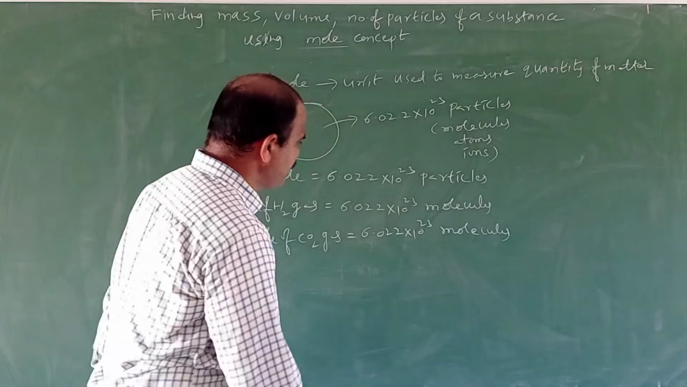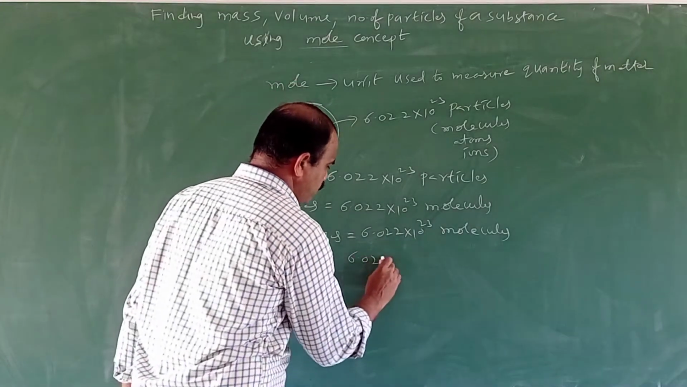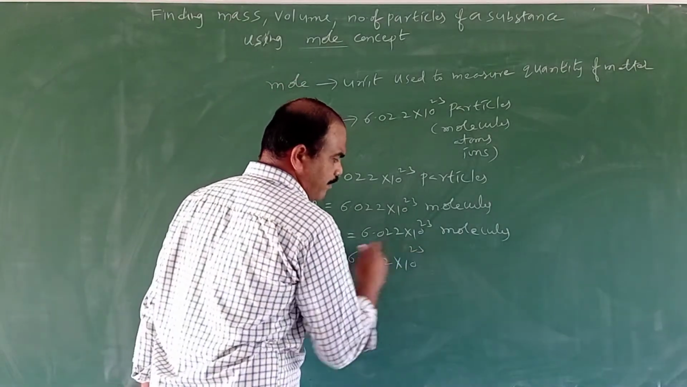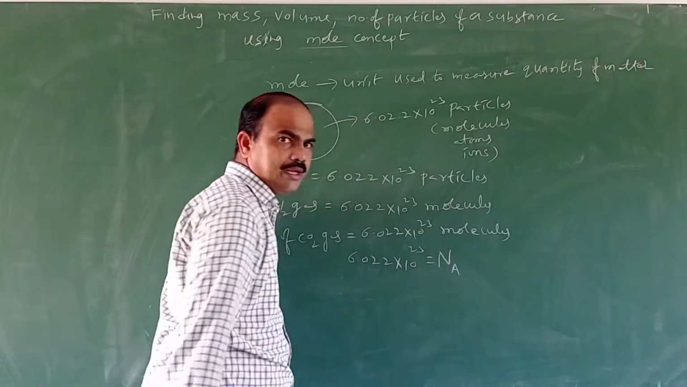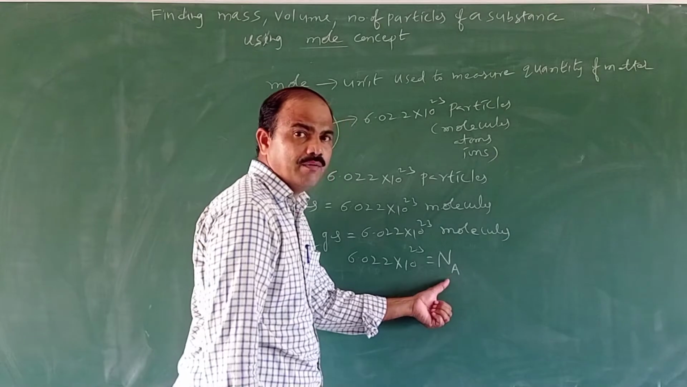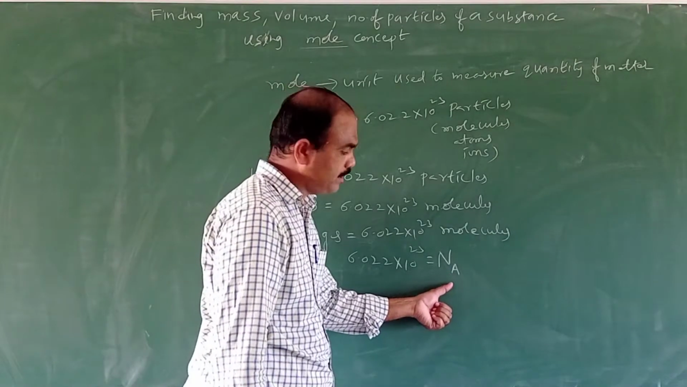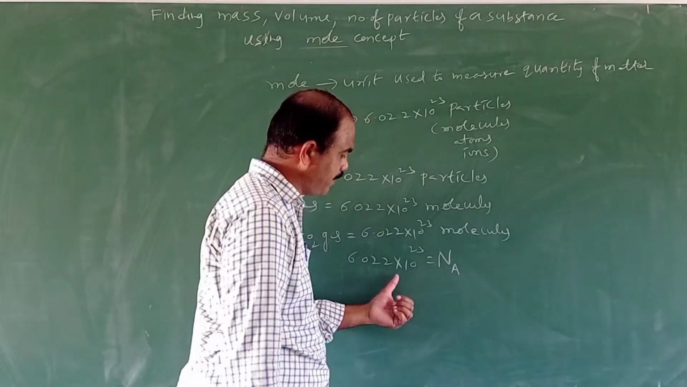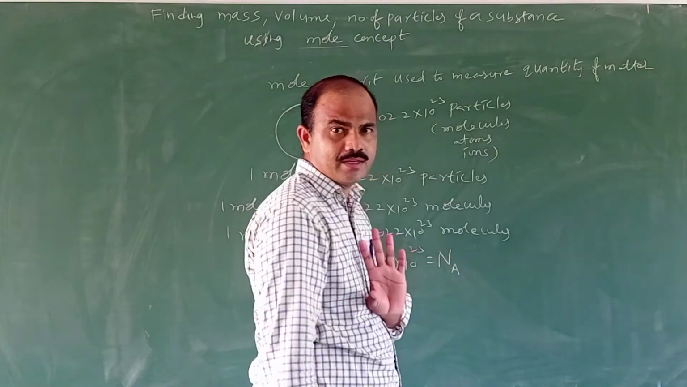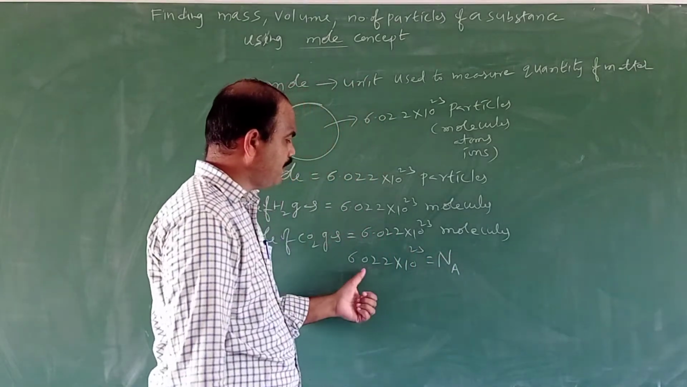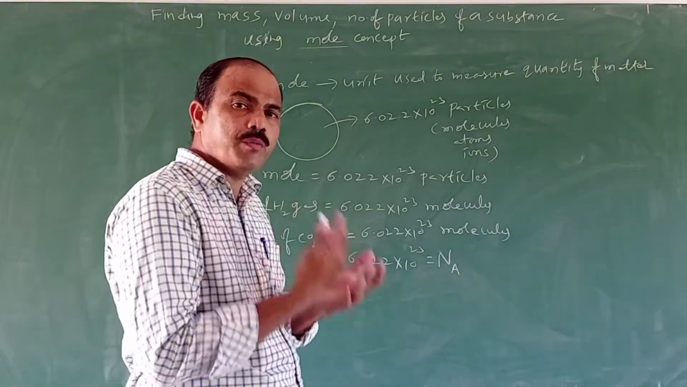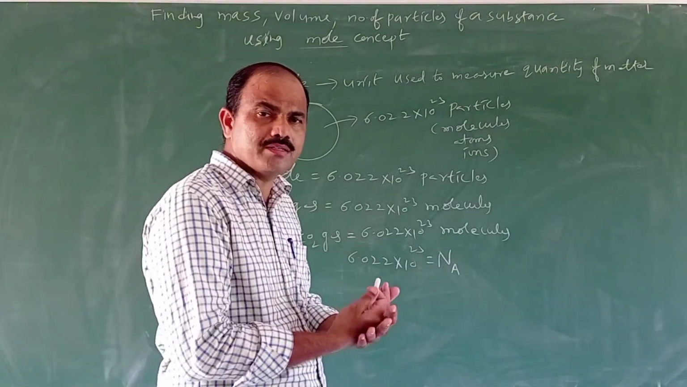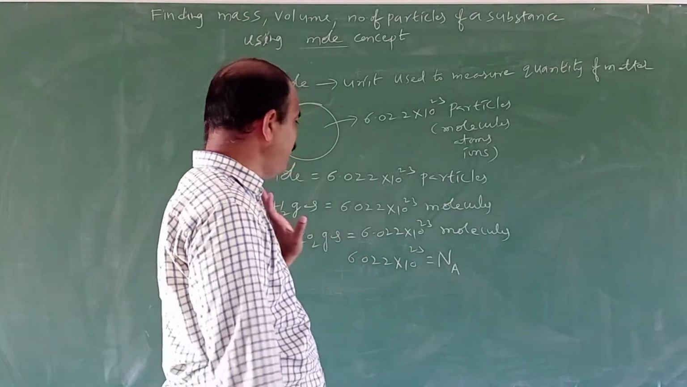That's why the number 6.022 × 10^23 is called the Avogadro number. It is represented by the letter N subscript A. It is named after the scientist Avogadro. If any substance contains the Avogadro number of particles, molecules or ions, then the substance is said to be 1 mole.